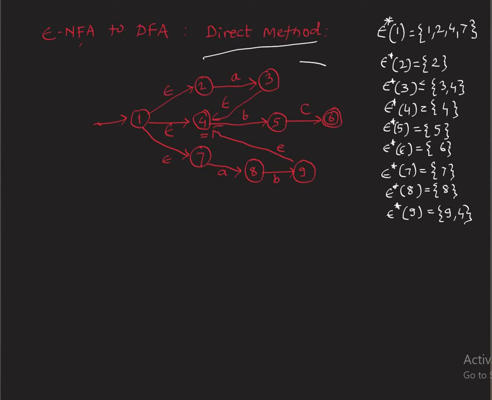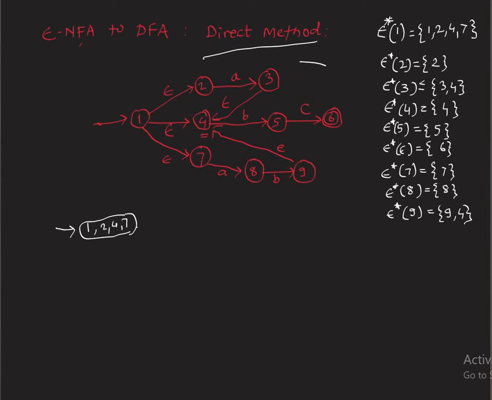Now let us see how to convert the epsilon NFA to a DFA. For that purpose we will be starting with a new starting state which is a subset of this particular set. 1 is the starting state in the original epsilon NFA. So here what we are going to do is find out the epsilon closure of 1, that is 1, 2, 4 and 7. Now this particular subset would be our starting state for the DFA.